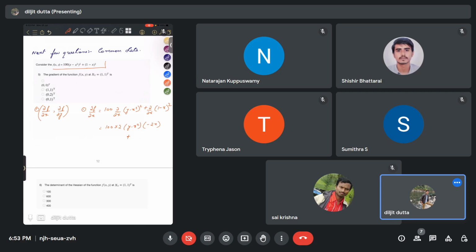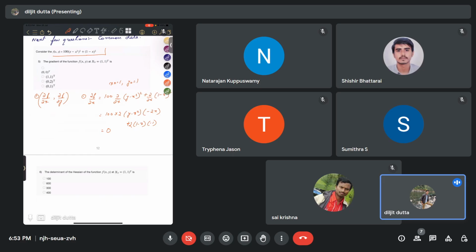So 1 minus x whole square, so it will be 1 minus x into minus 1. Now it is given that we have to find the function at x equal to 1 comma 1, x not equal to 1, y not equal to 1. If we substitute here, it will be 1 minus 1 is 0. Here also 1 minus 1 will be 0. So del f by del x is equal to 0.